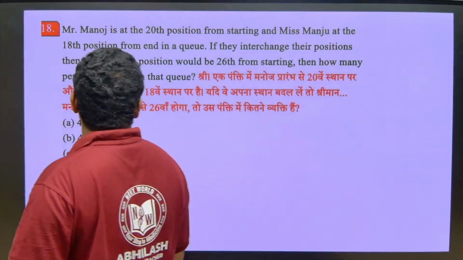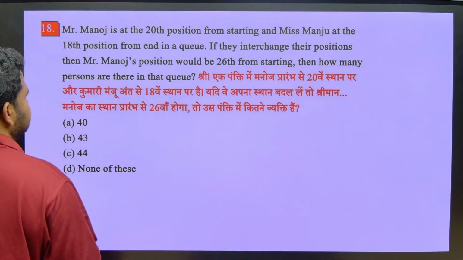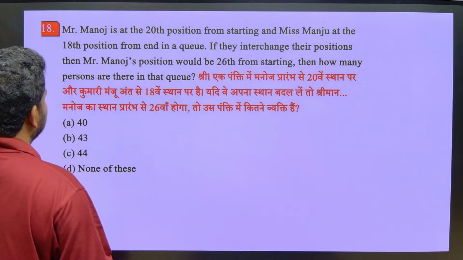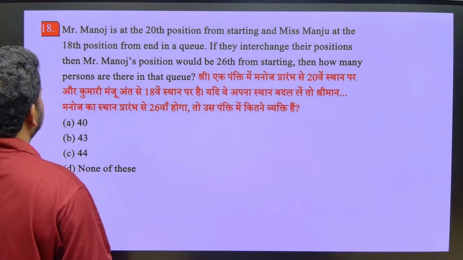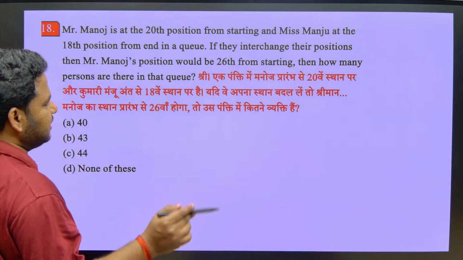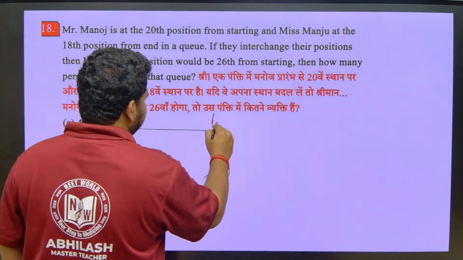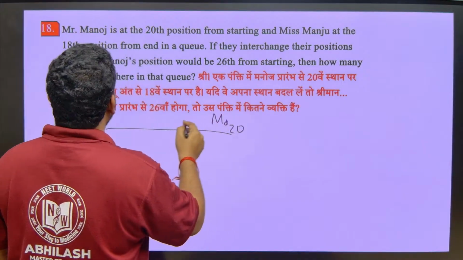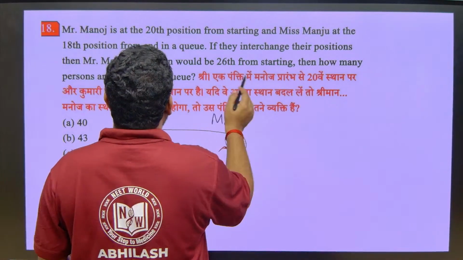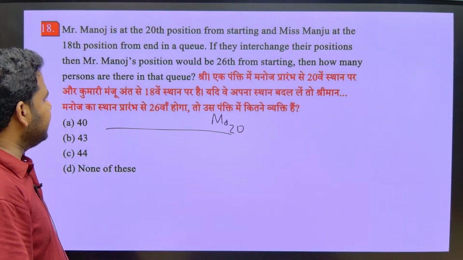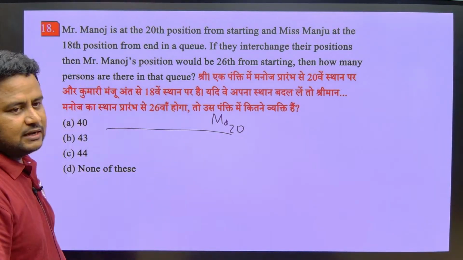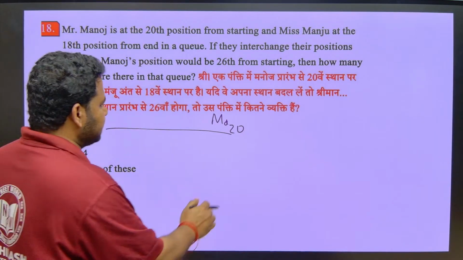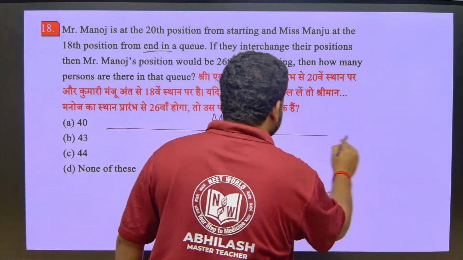Now have a look at this question. They are talking about Manoj and Manju. Manoj is 20 position from the starting. Starting means left. I will write Manoj as MA, 20 position from the starting. What about Manju? Manju is at the 18th position from the ending in a queue. End in a queue means from the right end.